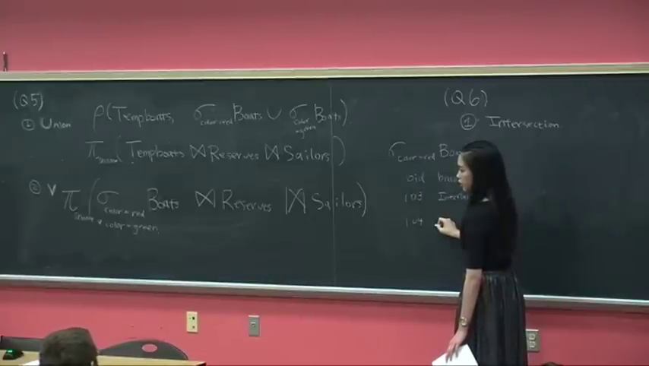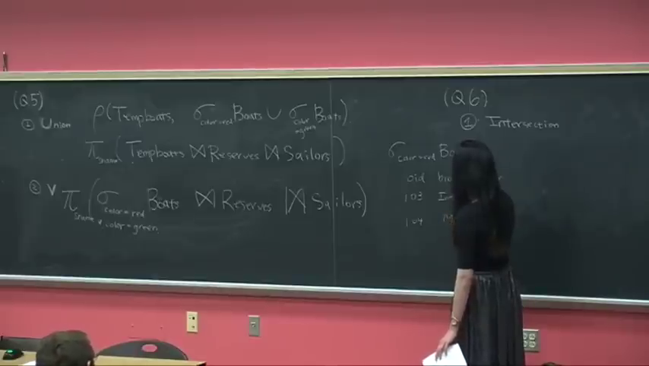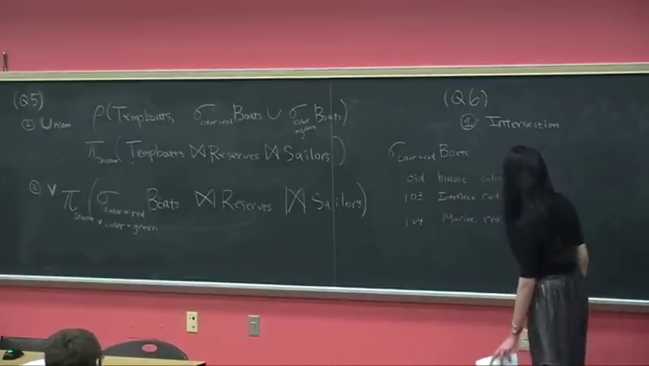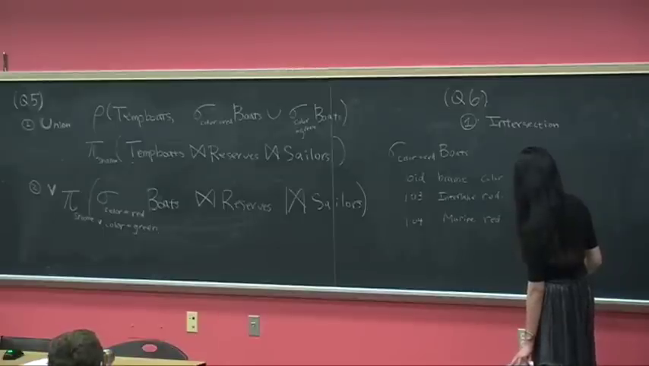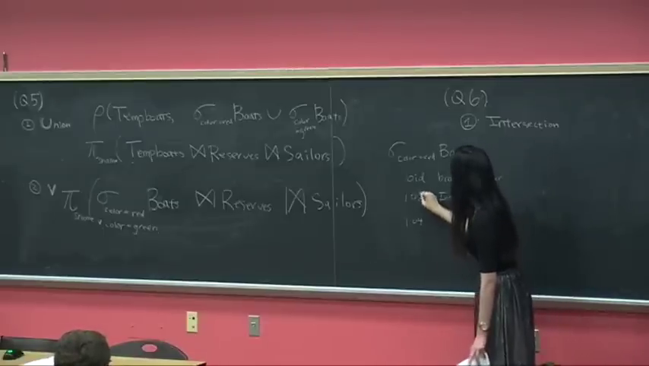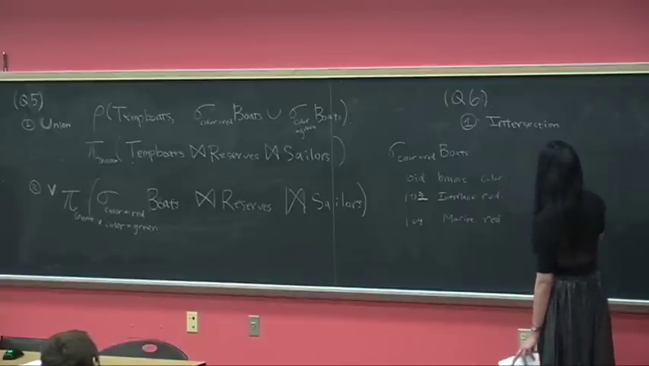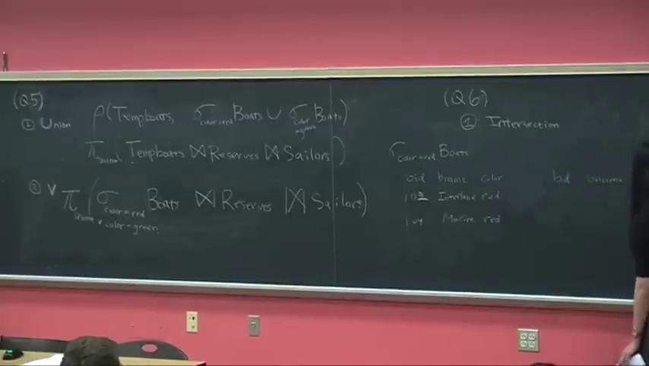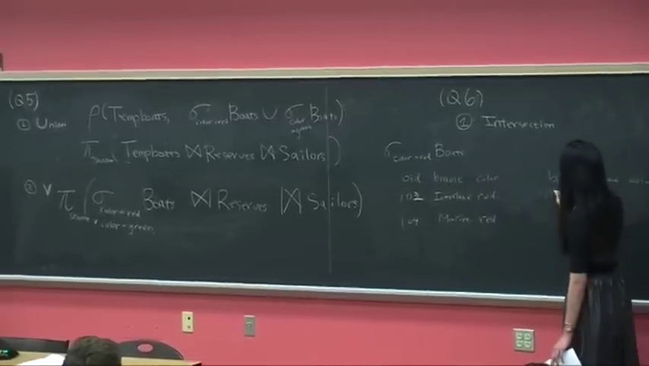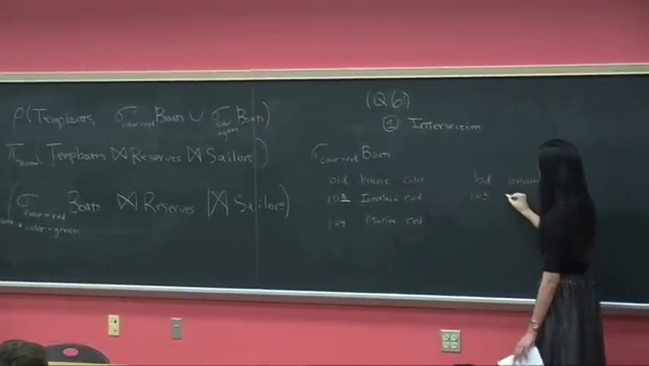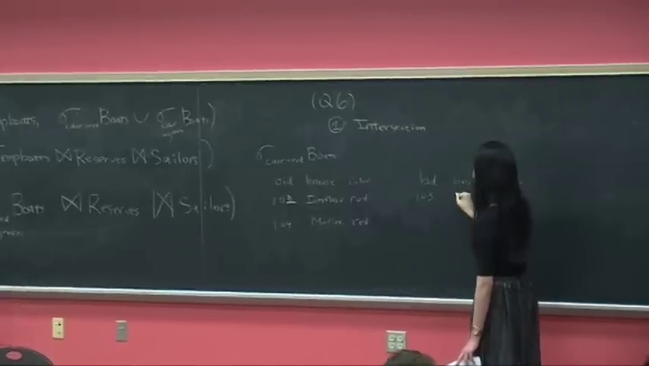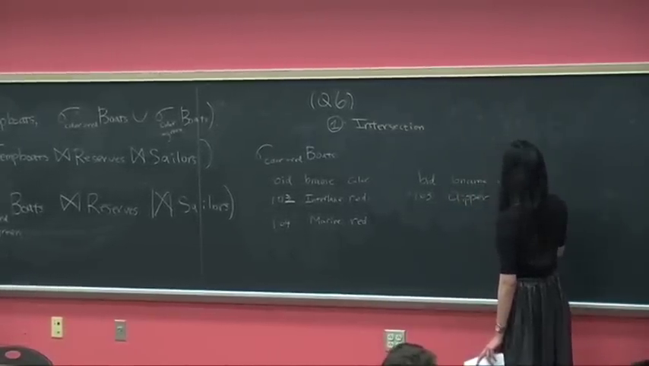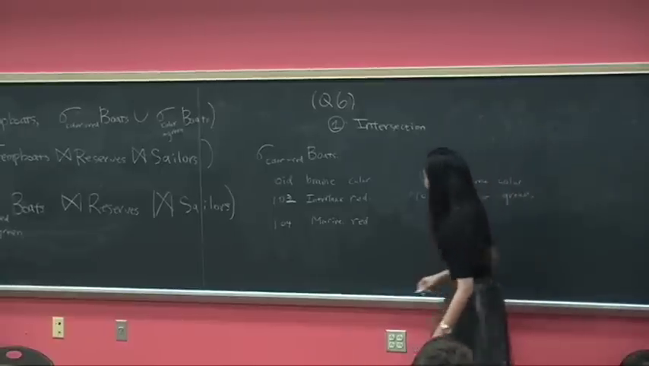How do you spell it? M-A-R-E. Marie. Oh, Marie. Alright. First one's 102? Yes. Okay, how about green boats? Rainbow, we have 103, and then? Clipper. Alright, good. And then it's green. Okay, with all this effort, I write them down.